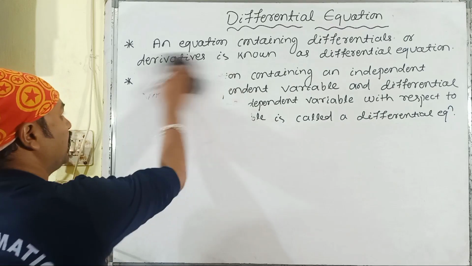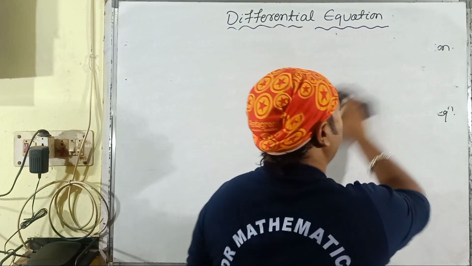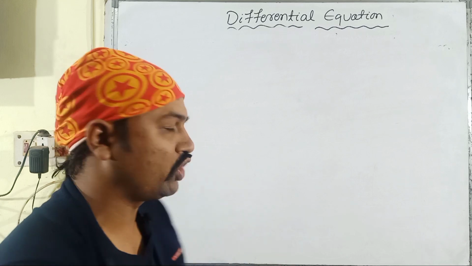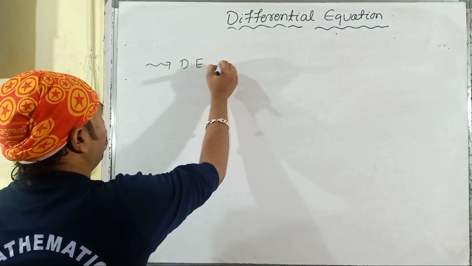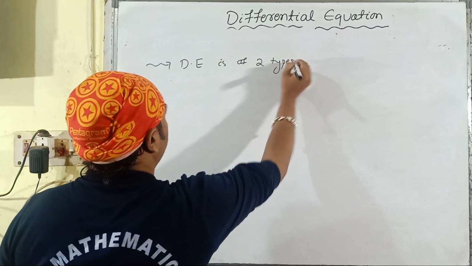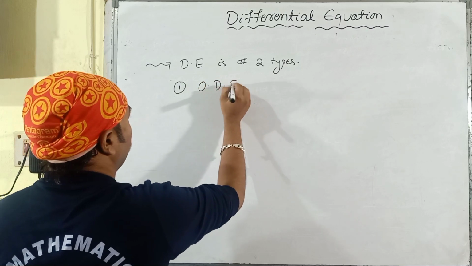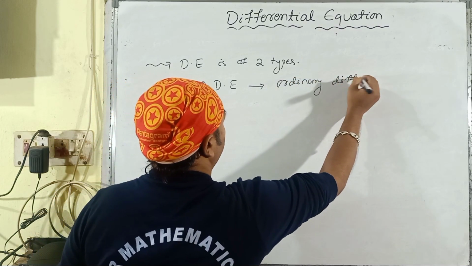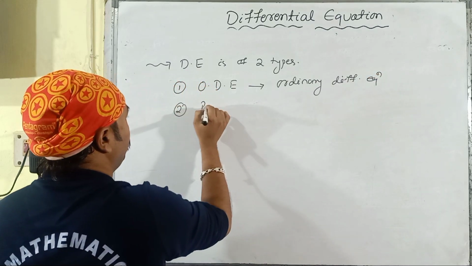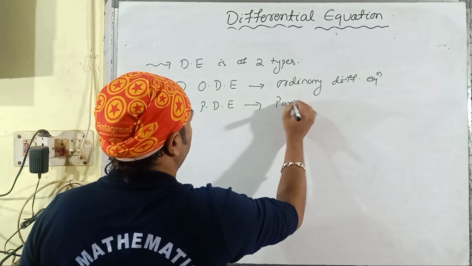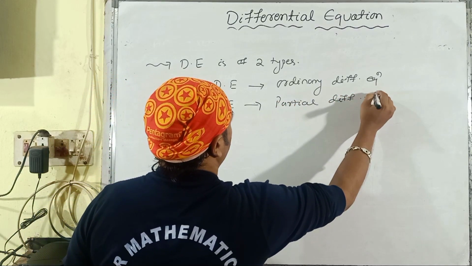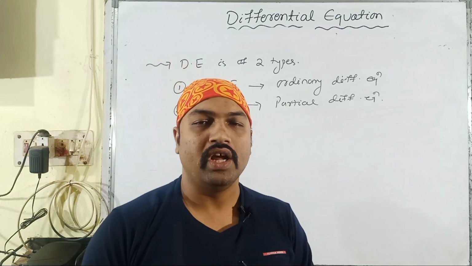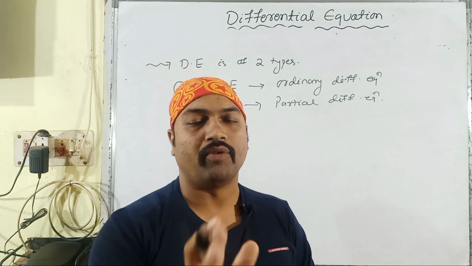Here we can write down that differential equation is of two types. The first one is ordinary differential equation, ODE, and the second one is partial differential equation, PDE. Then let us go through the definition of ordinary differential equation and partial differential equation and some examples. Then we have to go through the order and degree of the differential equation.